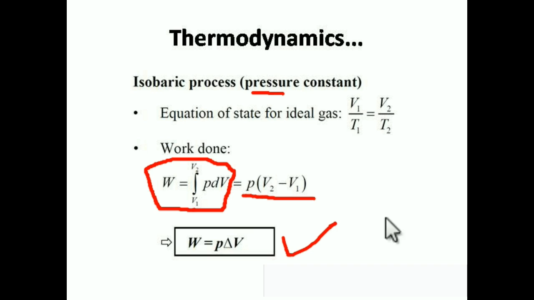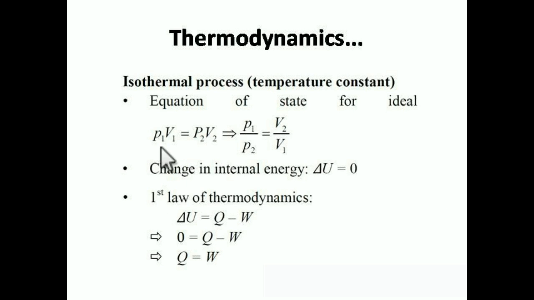Okay, then it's the isothermal process, one of the most important. Ideal gas equation: PV = μRT. Here T is constant, μ is constant, and R is also constant. That means μRT is constant, so PV = constant. The equation of this isothermal process is P into V equals constant. That means P1V1 = P2V2, so P1/P2 = V2/V1.